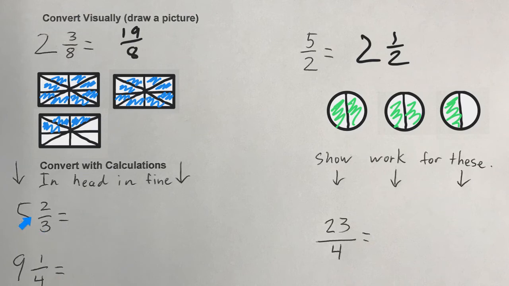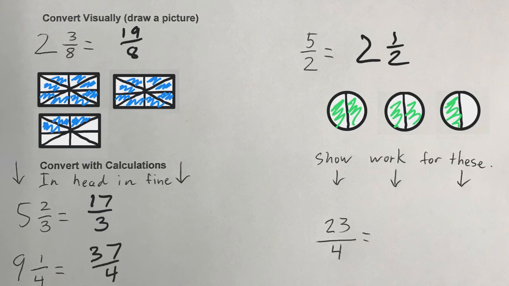So 3 times 5 is 15, plus 2 is 17. That's going to give me 17/3, right? 4 times 9 is 36. 36 plus 1 is 37, and that gives me 37/4.